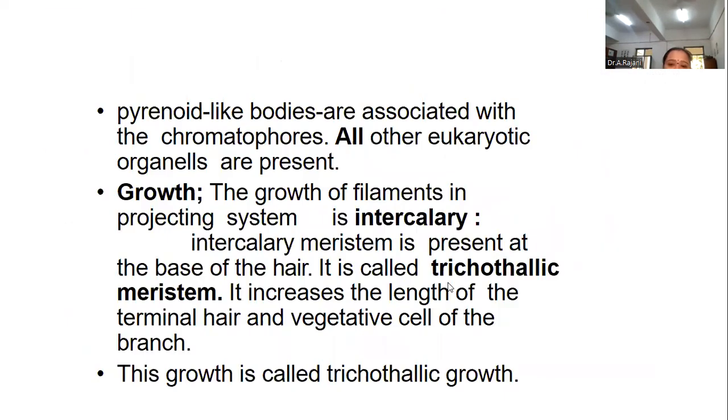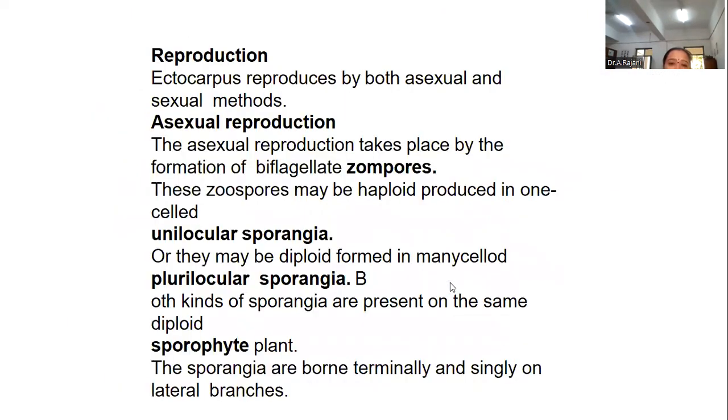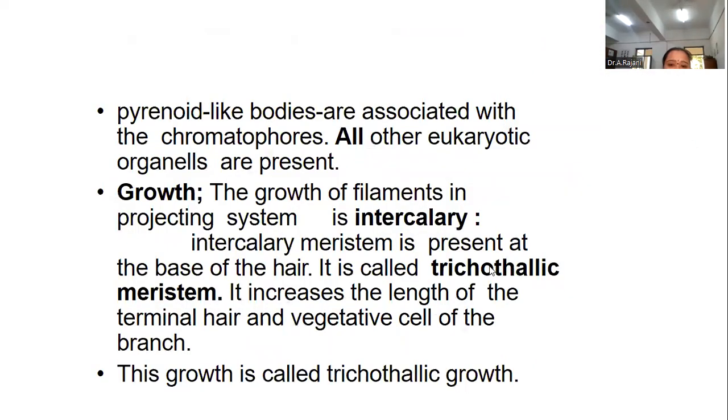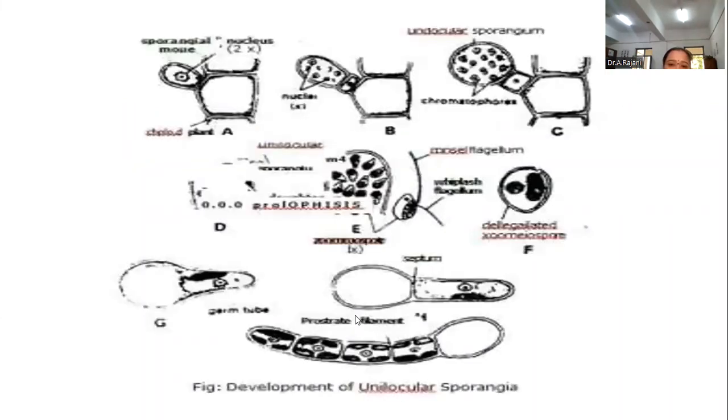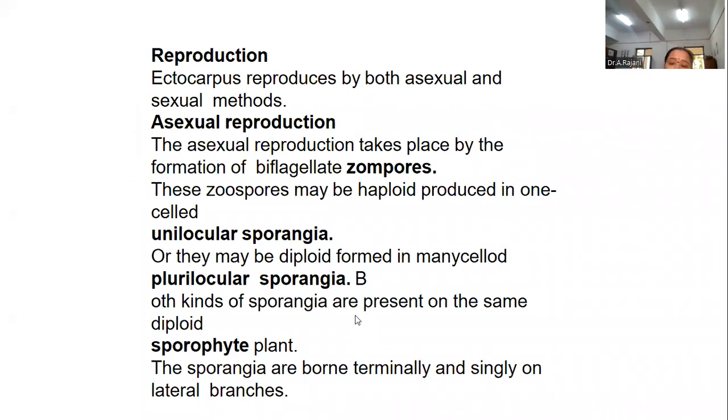Which algae can you observe this in the thallus? Trichothallic. Okay, in the growth of cells, the trichothallic meristems are there. There is an increase in the length of the terminal hairs, and vegetative cells also increase in the branches. This growth is called trichothallic growth. Next one, the growth of the prostrate system developed into the trichothallic, where the projecting system is there, in that part to develop the trichothallic.